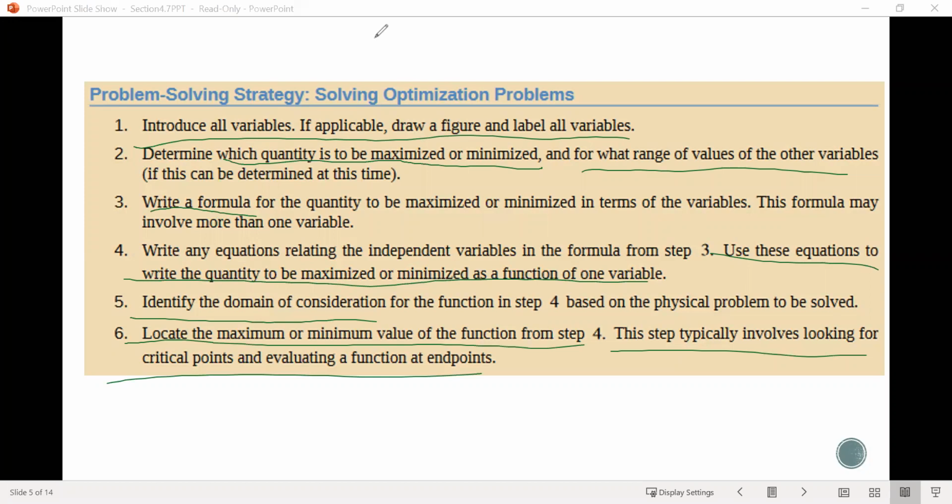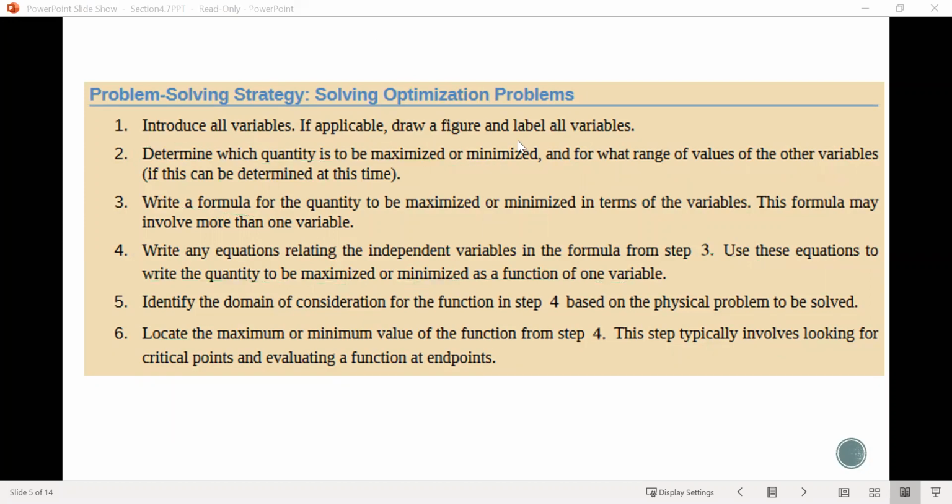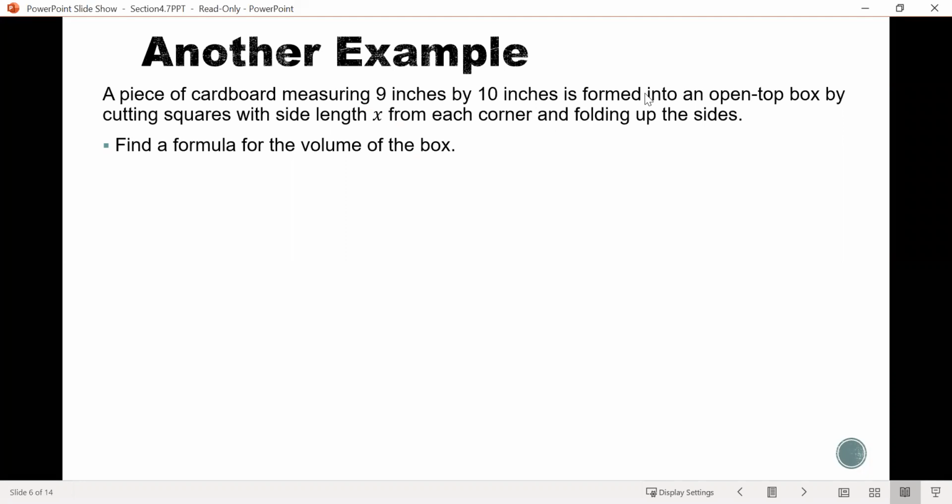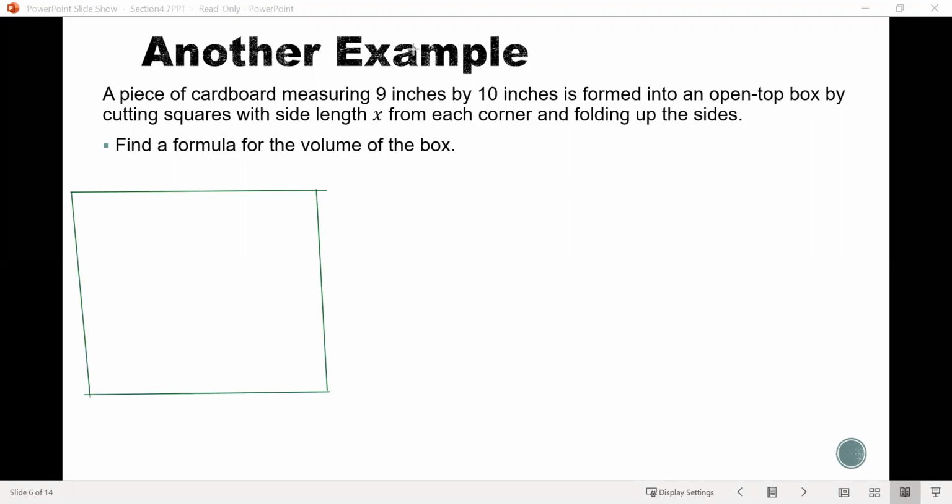Okay, so let's look at another example of this. Let's say we have a piece of cardboard that's measuring 9 inches by 10 inches. And again, this is a rectangle. Before we go any further, I'm just going to draw that. So let's say there's that and that. Okay, so this is going to be 9 inches by 10 inches.